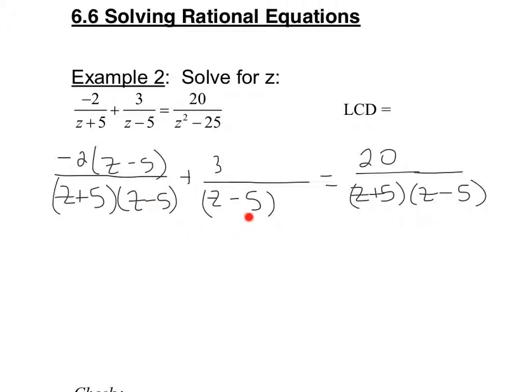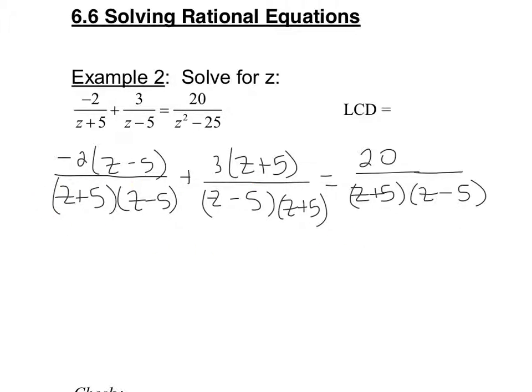Is it missing anything else from the second? No. Is it missing anything from the third now? No. So we're done working with this one. So now I go to the second. What's the second missing from the first? Z plus 5. Is it missing anything else? No. Missing anything from the third? No. So now see how the denominators are all the same?